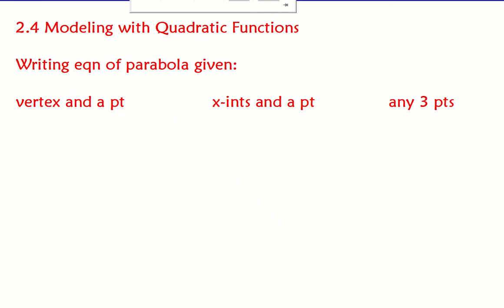Welcome to Big Ideas, Algebra 2 Honors. This is section 2.4, which would be modeling with quadratic functions.